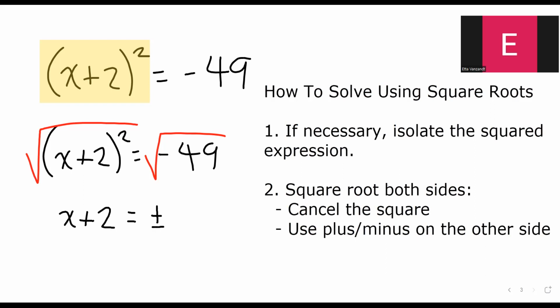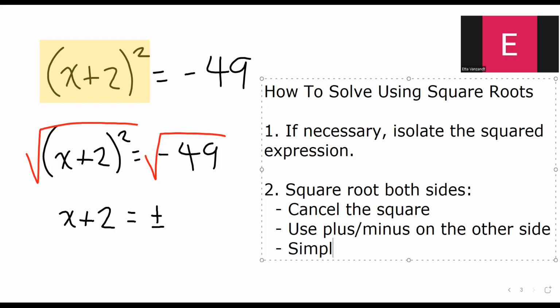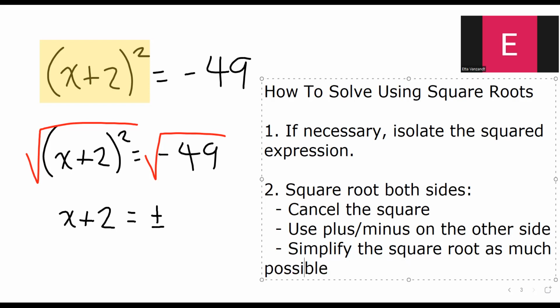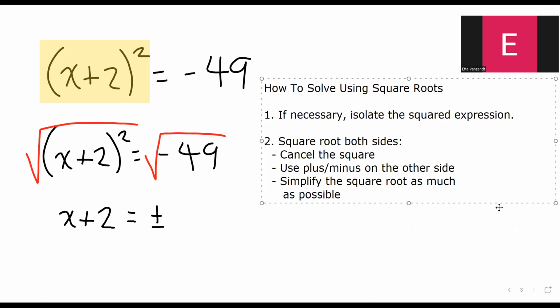And I should also say, and I'm going to go back into the text box just for a second, use plus minus on the other side and simplify the square root as much as possible. I'm going to run out of space here, but I know a way to fix it. One second. Okay. All I have to do is drop the font size. There we go. Okay, so we're going to simplify the square root as much as possible. Now, this square root that we're about to simplify, I'm about to put it in a blue box.